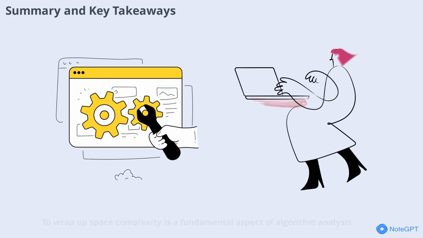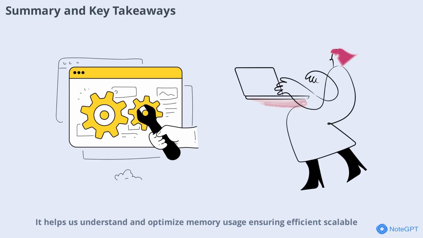To wrap up, space complexity is a fundamental aspect of algorithm analysis. It helps us understand and optimize memory usage, ensuring efficient, scalable, and reliable software. By mastering space complexity, you'll be better equipped to tackle real-world challenges in computer science and software engineering.